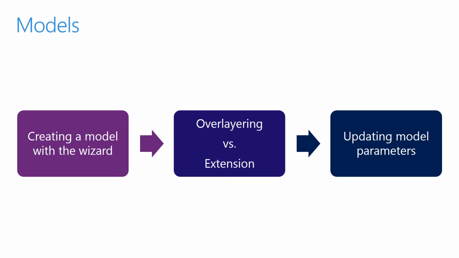Let's look at how to create a model for use in our fleet management scenario. Creating a model involves first starting a wizard and specifying the metadata, such as the name and description of the model. Then we can also choose whether we want to create the model in a separate package or in an existing package. A model created in a standalone package is called an extension model. A new model added to an existing package is called an overlaying model. The selection of the model type will determine the development approach.